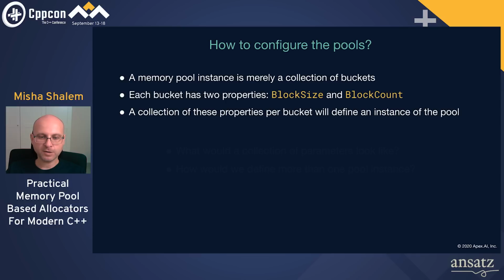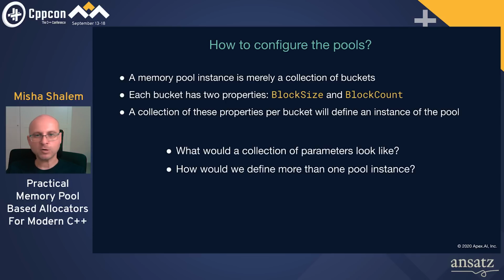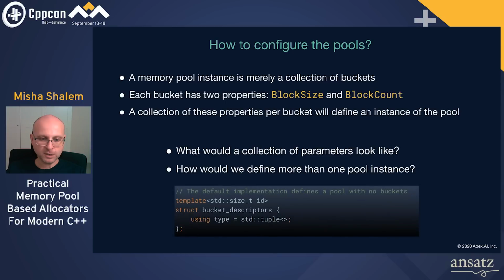So how would we define it in a way which would be convenient to auto-generate or do things like this? What would a collection of parameters look like? How would we define more than one pool instance? Well, we'll do something like this. We will define a kind of type trait called bucket descriptors, and ID here is actually the ID of the memory pool. So we have, like, 5 memory pools. We can have 1, 2, 3, 4, 5 as numbers, or we can do something more interesting like a compile time hash of strings, which is more informative, or to avoid collisions in different files. But we are going with just integers for this presentation.